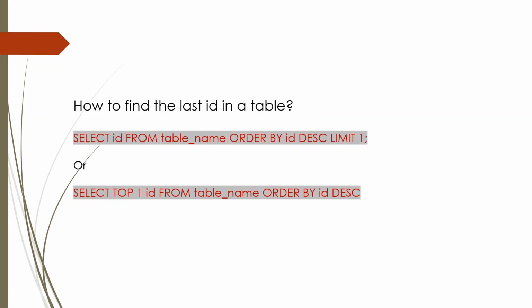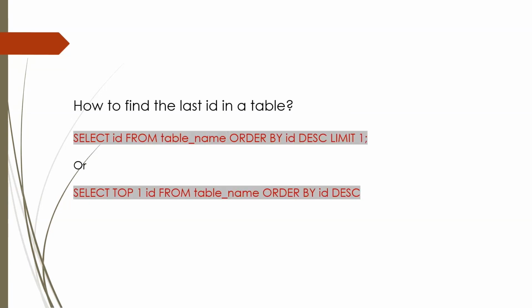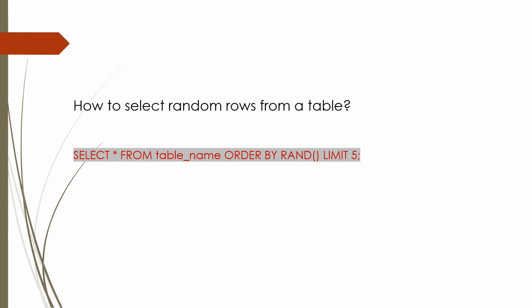Now next question is how to find the last ID in a table using the MAX function. Otherwise, in many SQL versions, we can use the following syntax: SELECT ID FROM table name ORDER BY ID DESC LIMIT 1. In MS SQL, we can use SELECT TOP 1 ID FROM table name ORDER BY ID DESC.